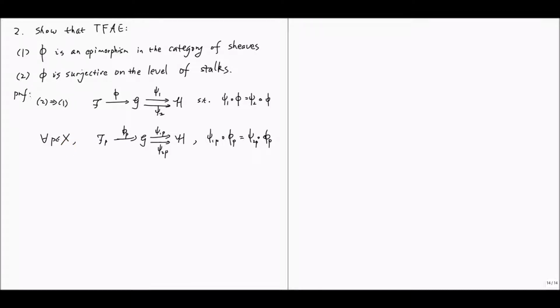Since phi is surjective on the level of stalk, we can cancel phi sub P from both sides of this equation. And we get, at the level of stalk, psi 1 is equal to psi 2 for any P in the topological space. And now by 2.4.D, this is an exercise in the 2.4 section, we have psi 1 equal to psi 2. Therefore, phi is the epimorphism in the category of sheaves by definition.